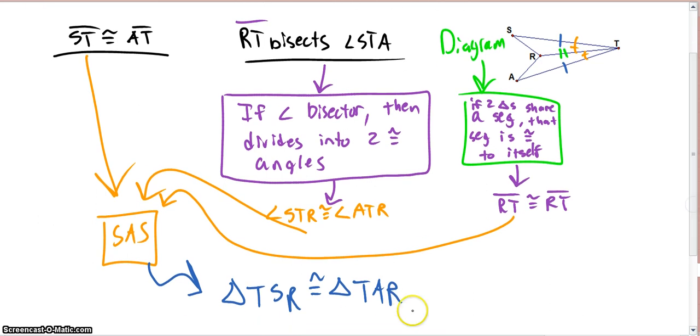Sorry, my pen gets messed up at the bottom of the screen sometimes. Triangle TSR congruent to triangle TAR, and again you could check segments and angles to make sure everything works out, and it does indeed, and that proof is done.